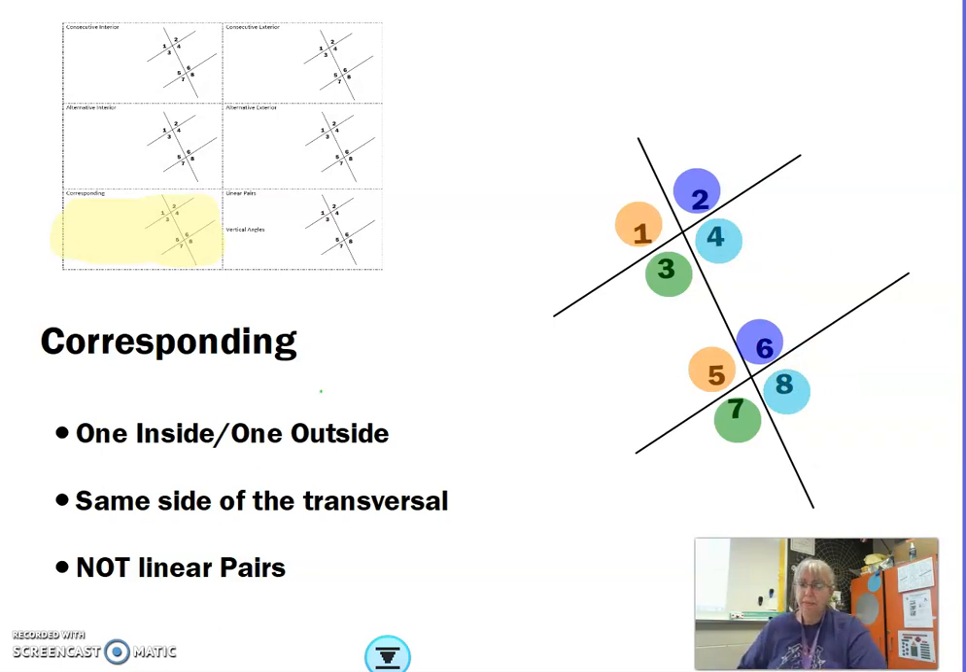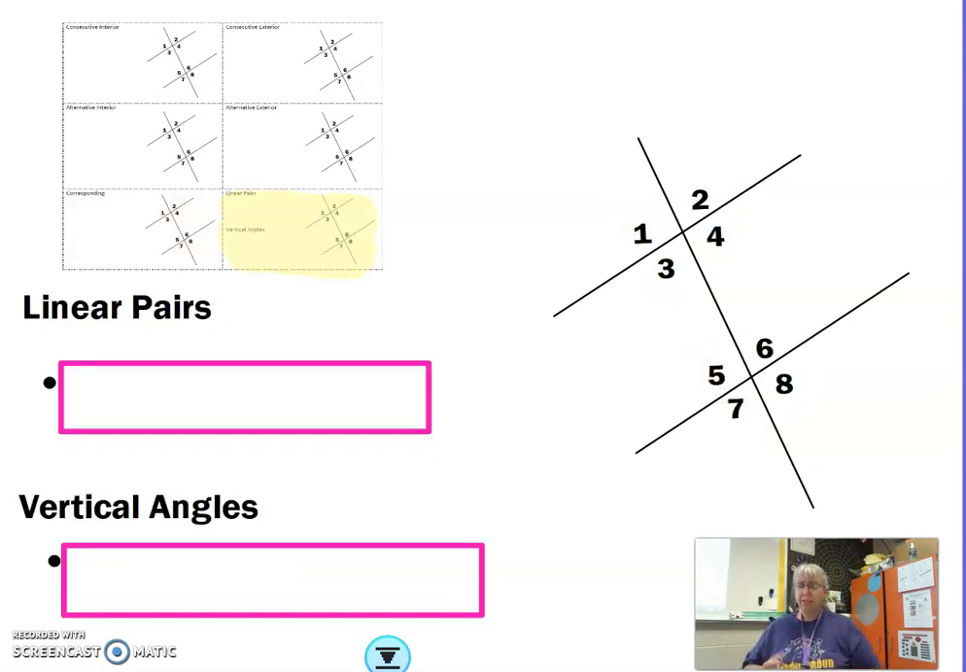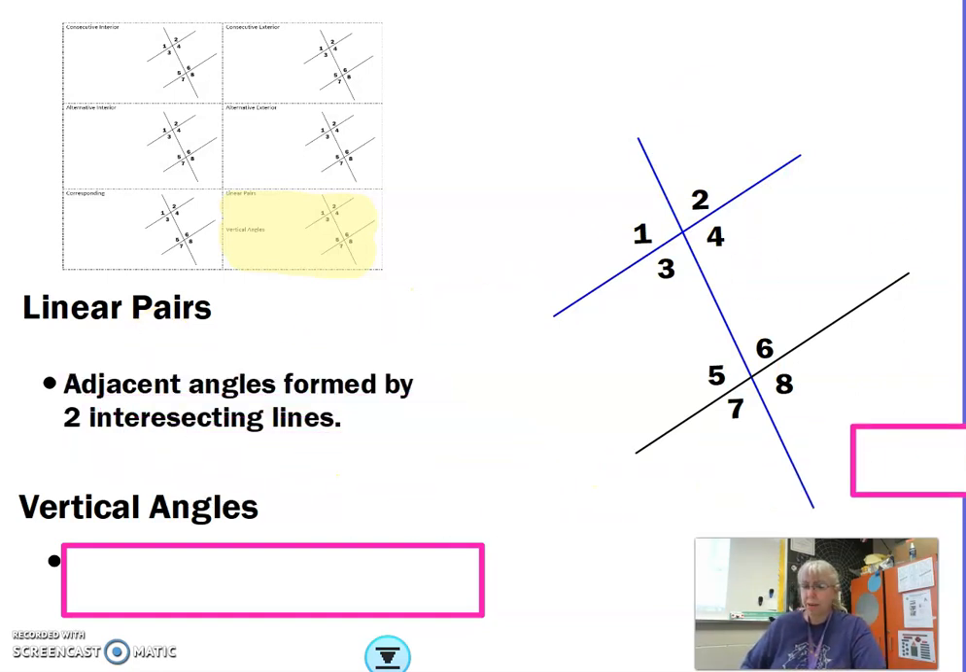Now the next type of angles are actually ones we've seen before. So those first 5 different names had to have 3 sets of lines, your 2 parallel and your transversal. These two only need 2 lines. So I'm really only discussing this pair. The first one was our linear pairs, and if you remember from the last chapter, or chapter 1, adjacent angles formed by 2 intersecting lines.